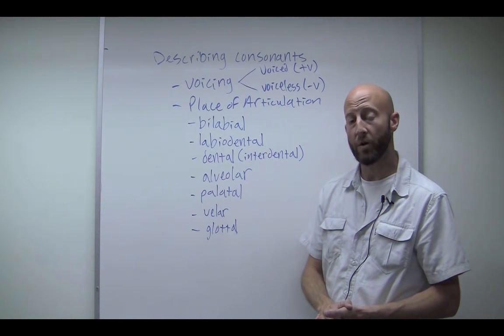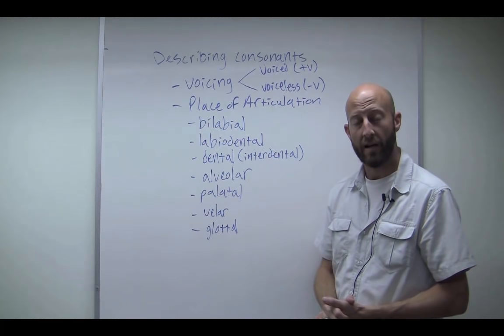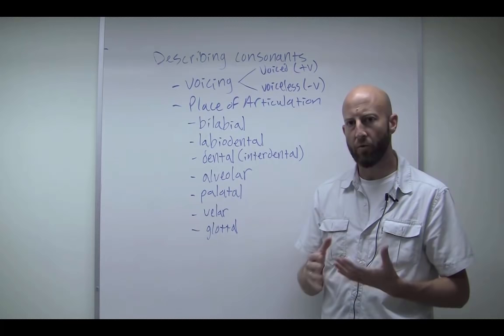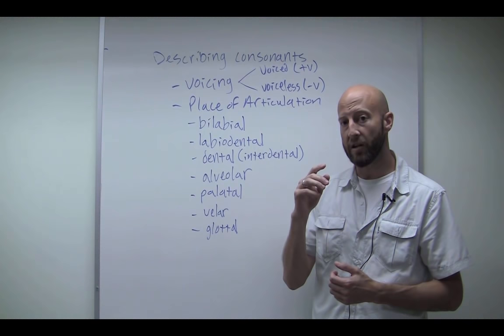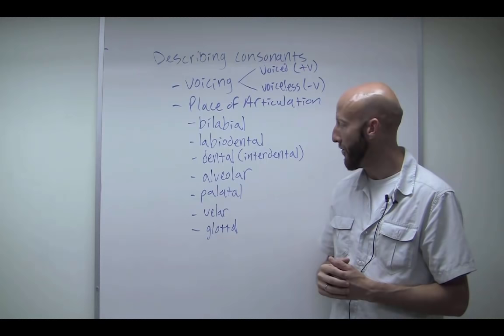Next, we have alveolar sounds. Alveolar sounds are produced at or near the alveolar ridge. The alveolar ridge is a pretty noticeable landmark in your mouth, because if you start by putting your tongue right behind your front incisors here, right behind them, and then you move your tongue back, it's actually going to slide up, and that's where that alveolar ridge is before you get to the roof of your mouth. So alveolar sounds include t and d.